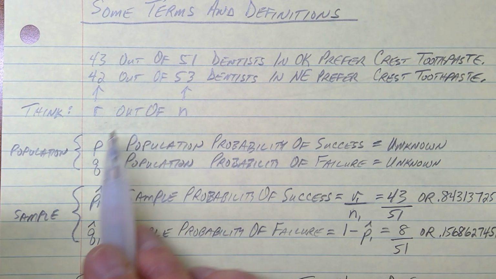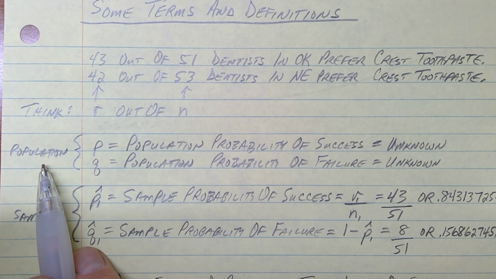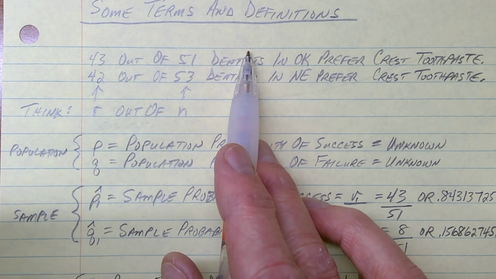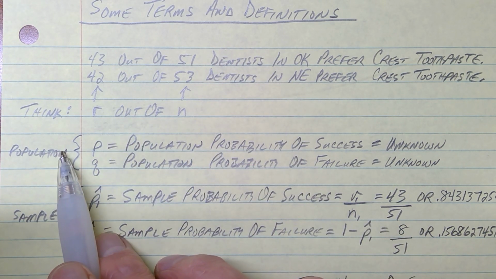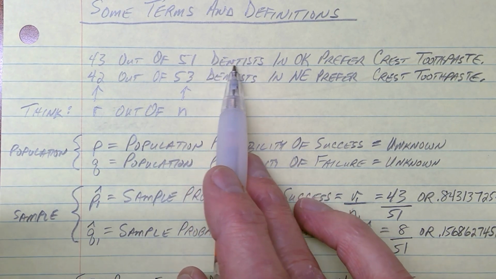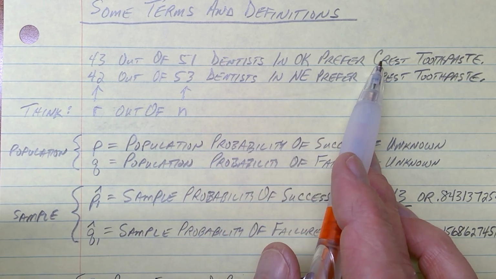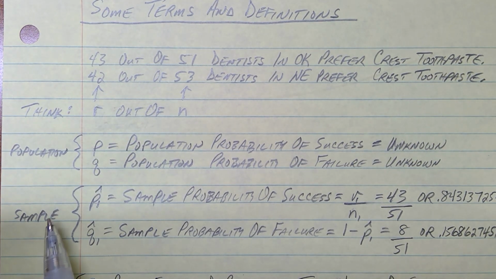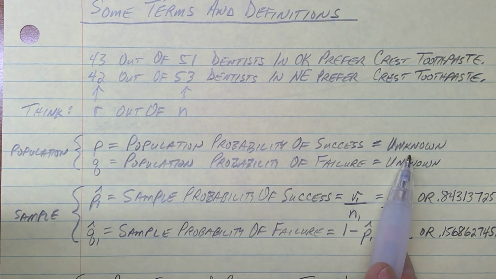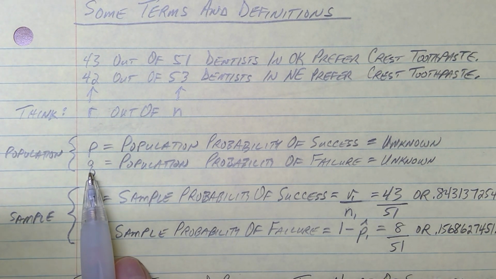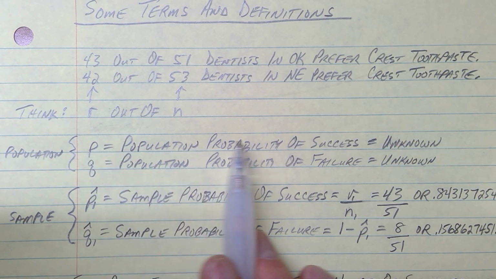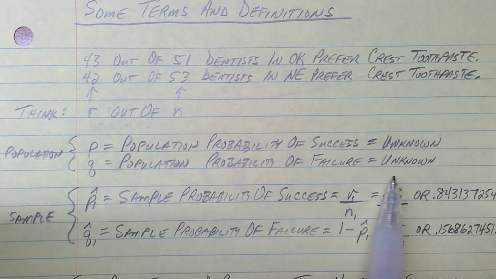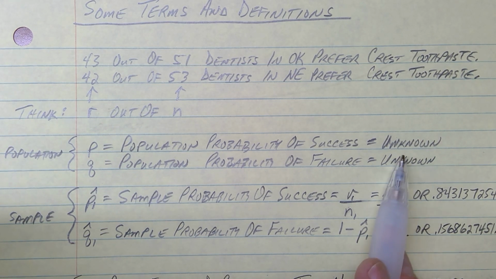Now our population numbers, remember, we just never really know those, all right? We're never really going to know, we're not going to be able to ask all the dentists in Oklahoma, all right? That would be the population proportion. Out of every single dentist in Oklahoma, how many prefer Crest? Well, we're never really going to know that number. All right, so this is something that we usually don't know. And remember, Q is the population probability of failure. So if I say that 70% like Crest, then 30% would not like Crest. That'd be the rest of the 100%. All right, so that's unknown.